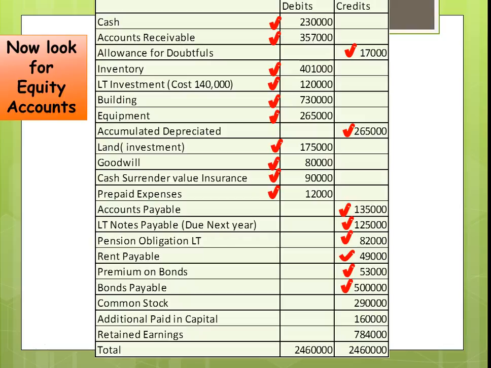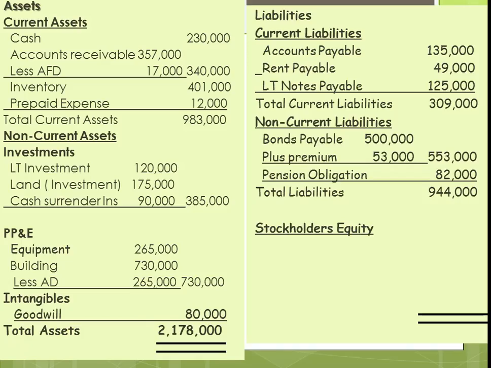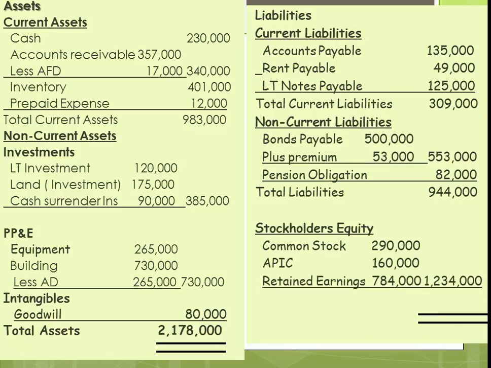Now we're going to look for equity accounts. We have common stock, we have additional paid-in capital, and we have our year-end adjusted retained earnings, as I explained previously. Now we can do the stockholders' equity section. We would show our common stock, our additional paid-in capital, our retained earnings, and we equal. And since these two are the same, we know we have done our balance sheet correctly. And that ends part 1 for this chapter 5.